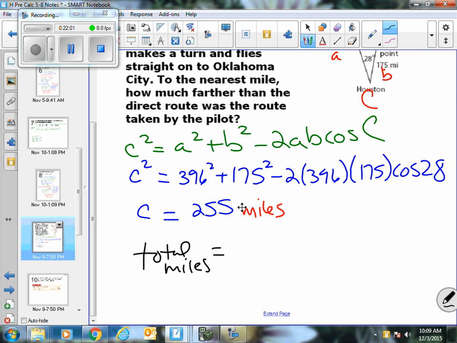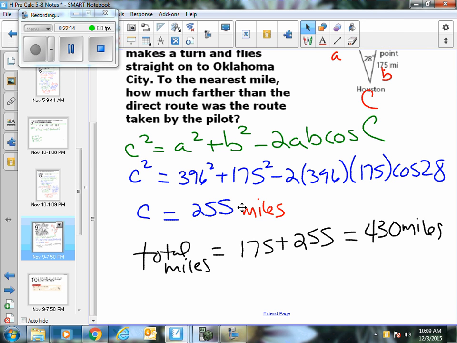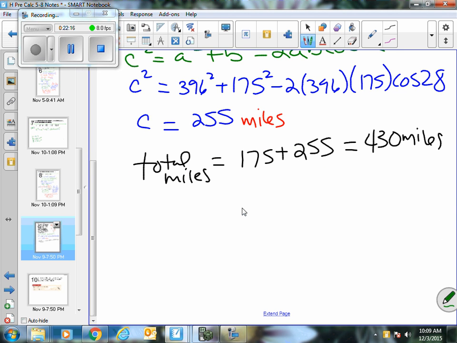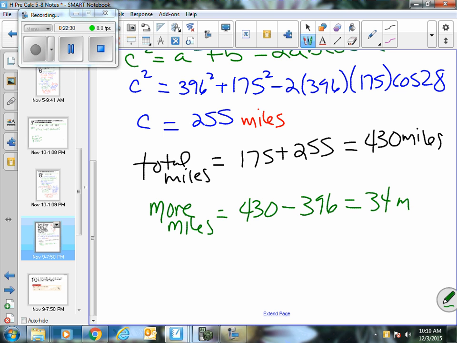Well, they started at Houston and flew to that turning point. That was 175. And then from the turning point to Oklahoma City, they went another 255. So it looks like they traveled 430 miles altogether, having to avoid that storm. So how many more miles did they have to fly because they avoided that storm? Well, they went 430. They would have only had to do 396. So it looks like they made their trip 34 miles longer, which actually isn't that bad.